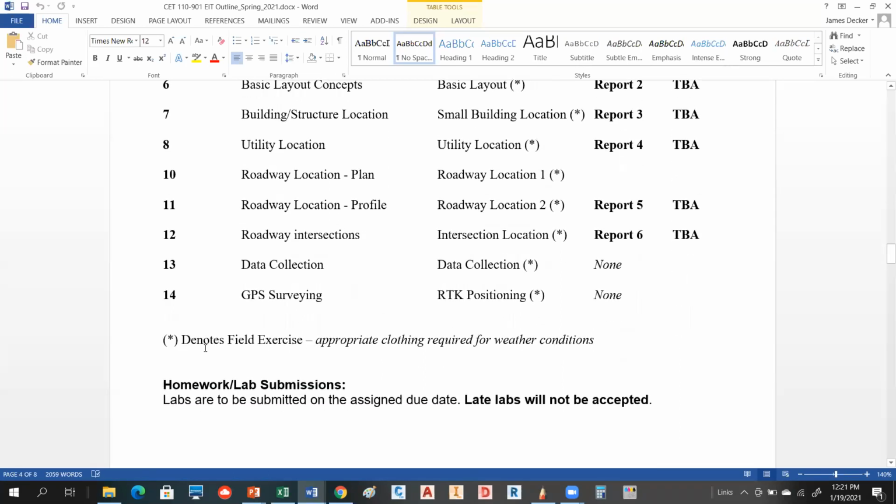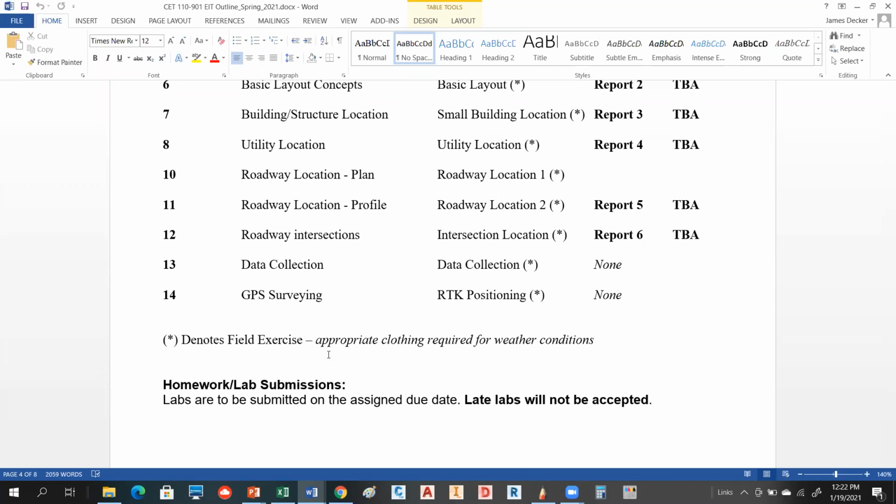But do note that when you have a field exercise, make sure that you're wearing clothing appropriate to conditions. I would definitely make sure you have enough layers, and good shoes or boots are going to be important because we're going to be out in the grass. It gets wet, it gets muddy, those kinds of things.